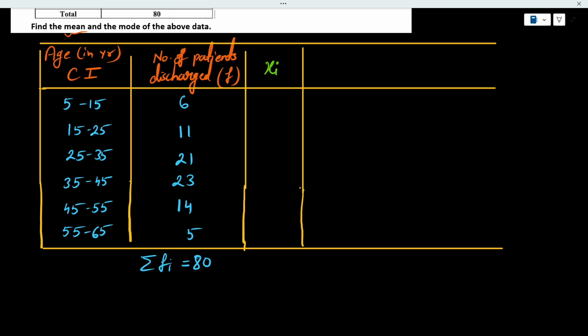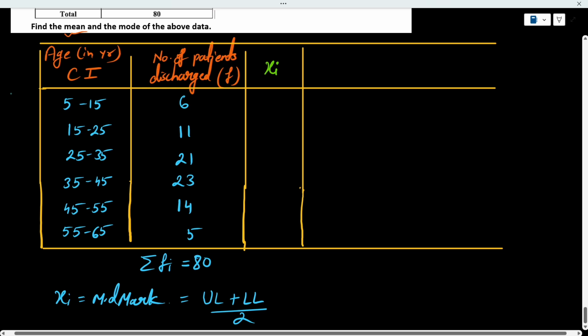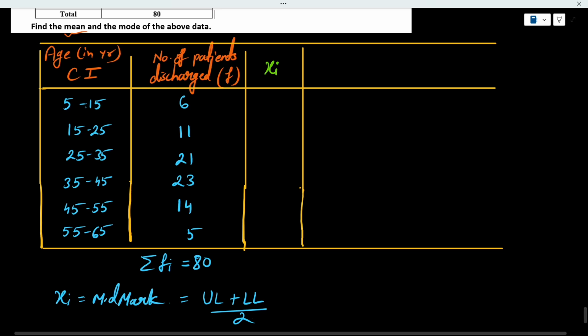Now what is your xi? You know that xi is nothing but the mid mark, the class mark. How do you get it here? Upper limit plus lower limit, divided by 2. So for 5 to 15, 5 is the lower limit and 15 is the upper limit. 15 plus 5 is 20, 20 divided by 2 is 10. So my class mark for the first interval is 10.